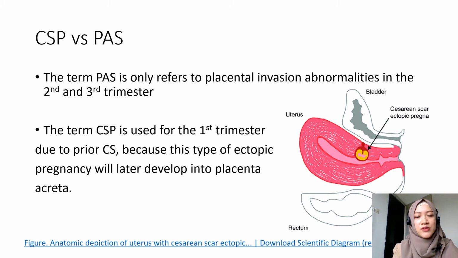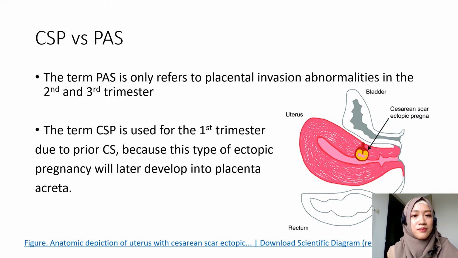Now we are talking about CSP versus PAS. As I said before about the ectopic pregnancy that is implanted in the niche, if it grows into a fetus and so on, it is called CSP, or cesarean scar pregnancy. It is actually categorized as an ectopic pregnancy because it is not in the uterine cavity, but in the niche, or in the past scar of the cesarean section.